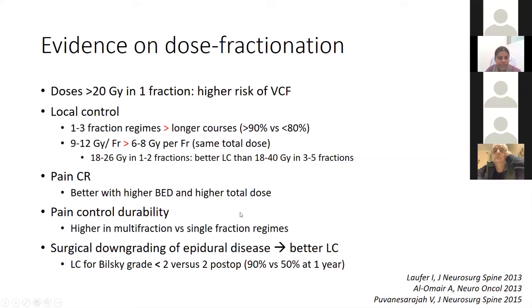So single fraction with an equivalent BED will have an earlier complete response, but it may not be as durable as a more fractionated course of maybe 3 or 5 fractions. And there is a better local control once we have downgraded the epidural disease by a separation surgery.